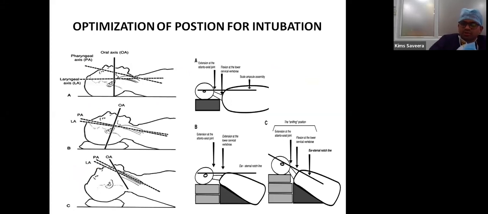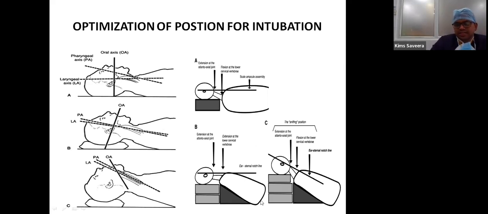Positioning of the patient is very important during intubation. The main aim of positioning is to bring all 3 axes into one line: the oropharyngeal axis, pharyngeal axis, and laryngeal axis. If we keep an extension pillow or headrest, then the pharyngeal axis and laryngeal axis will come into one line. The next step is extension of the head, which causes atlantoaxial joint extension and brings the oropharyngeal axis towards the pharyngeal axis. The main aim is to bring all 3 axes approximately into the same line.